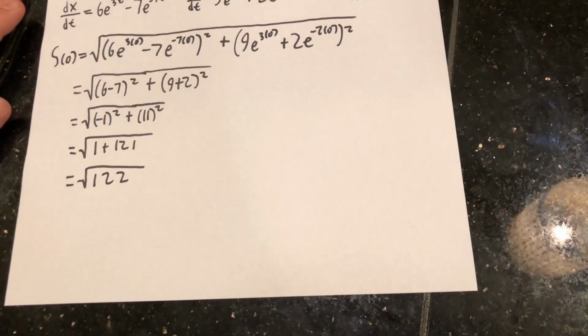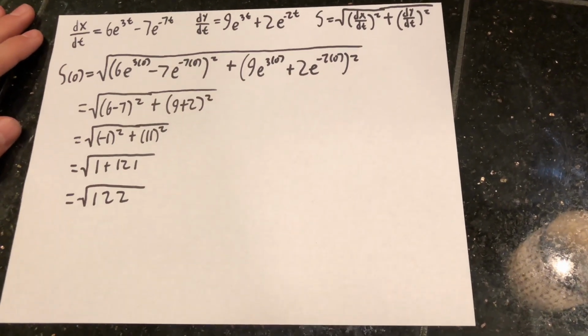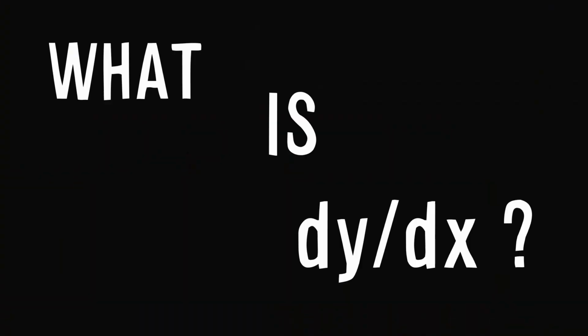Now, we're gonna do some more things with this particle, and I brought a few friends along to help. And to help me with the next part of the problem, I brought along my friend Carl. So, what if you want to find dy over dx? And what if you want to find the limit as t goes to infinity of dy over dx? Well, to do that, we need to define dy over dx. But what is dy over dx?